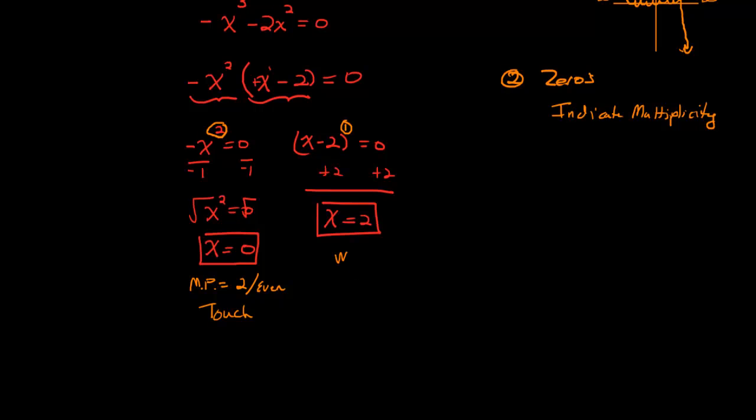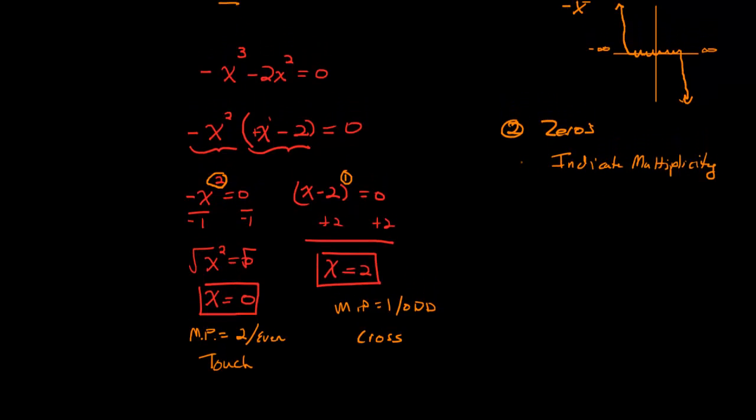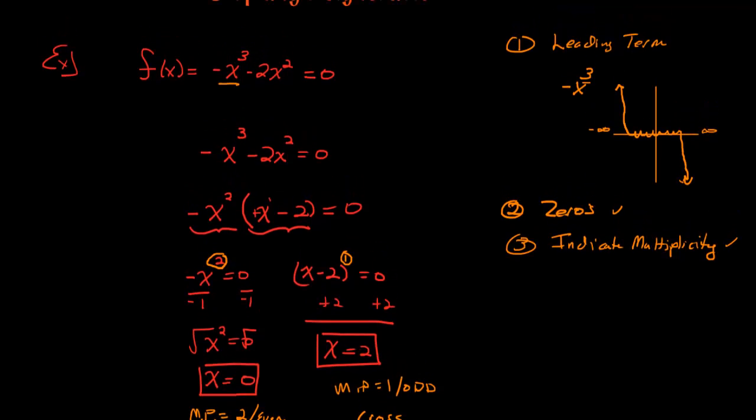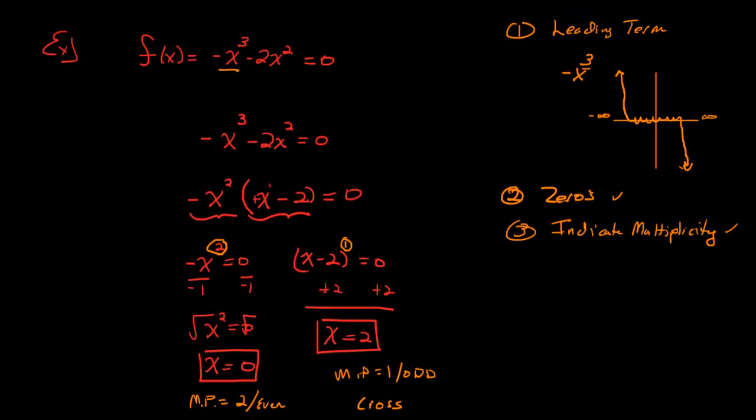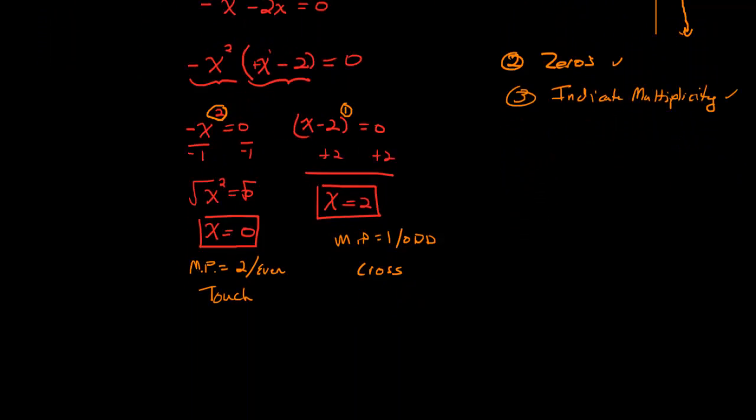And here my multiplicity is a value of 1, which is odd. So I expect my graphs to cross at that 0. So now we have an idea about my end behavior. We have an idea of the zeros, and we know their multiplicity. So let's go ahead now and identify a possible graph of this polynomial.